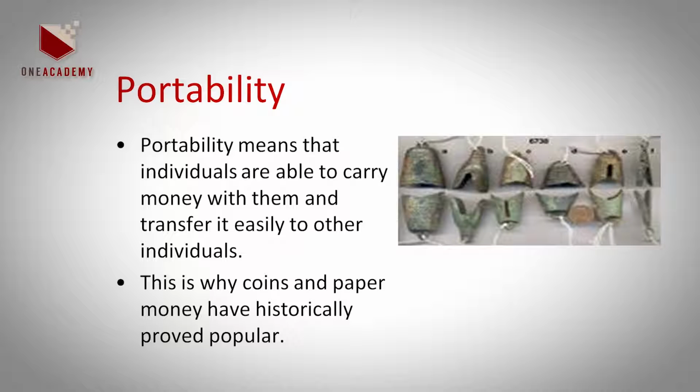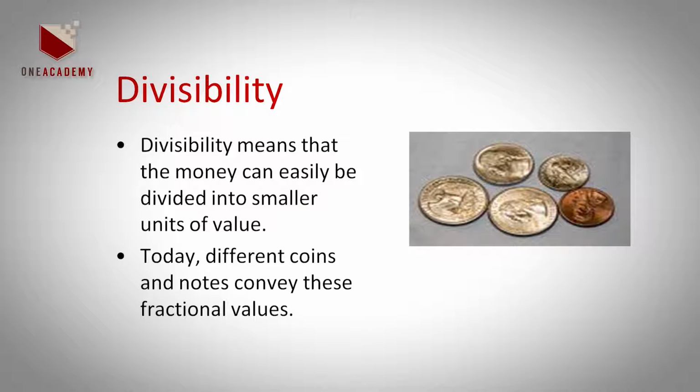It should be carried easily by a single person. And this is why small pieces of metal, as coins, have withstood the test of time and are still currently used as money. Divisibility is the characteristic that says that money can easily be divided into smaller amounts.